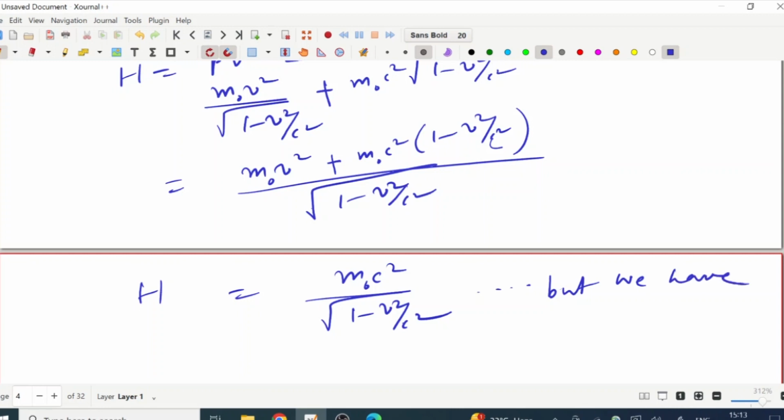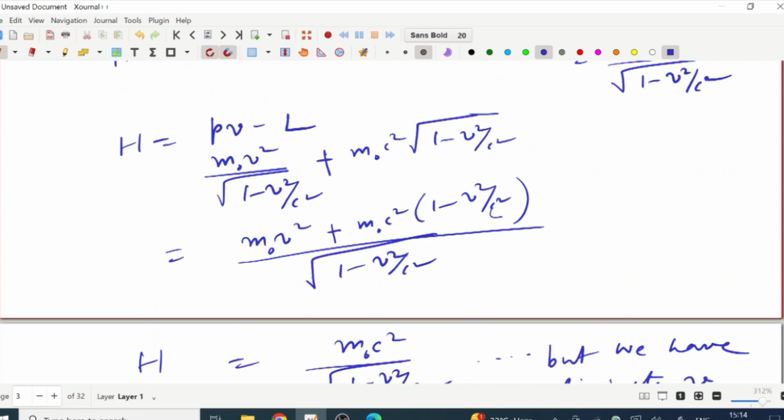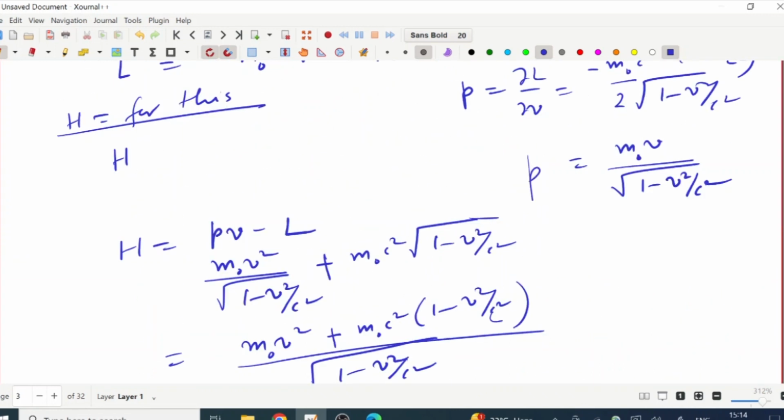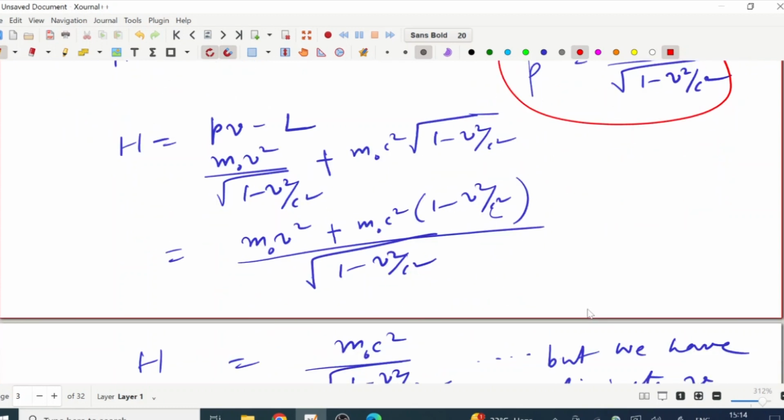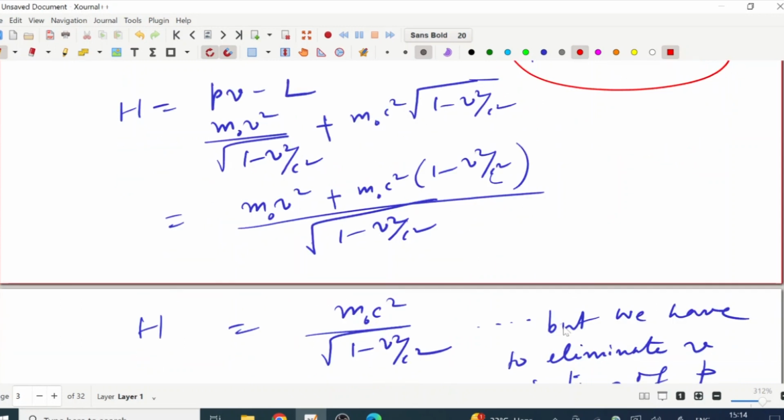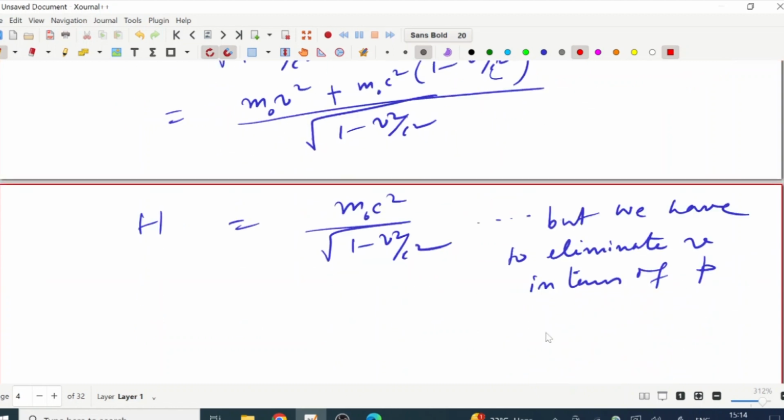we have to eliminate v in terms of p using the relation I already mentioned. So, this is the relation we calculated. So, using this relation we should eliminate v. Okay. So, let us start from that relation, p equal to m0 v by root over 1 minus v square by c square, right.